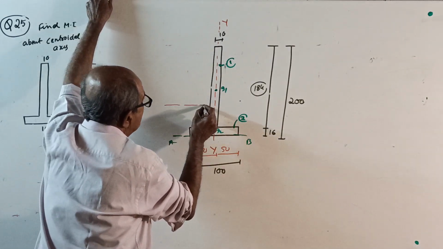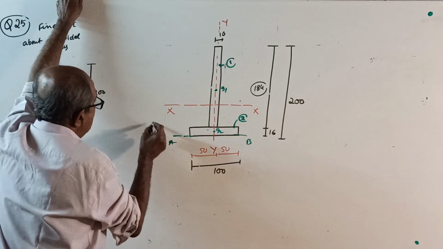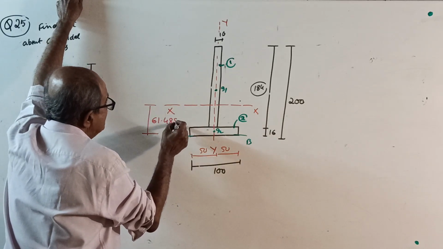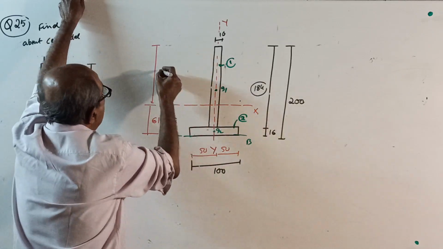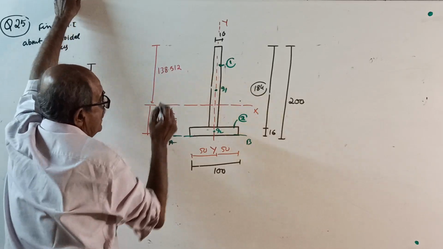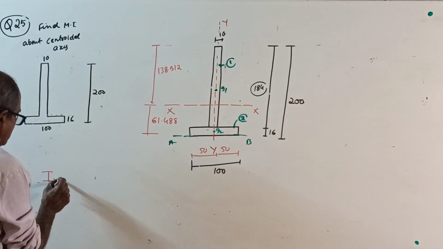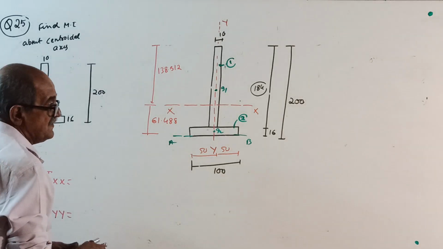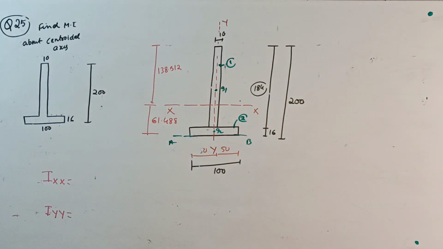61.488 means here. This is your XX axis. From here I got; you have to calculate it. I am not explaining why. Such a simple question. This will be 138.512. Okay, now start moment of inertia. I about XX, then I about YY. Write the usual statement, the parallel axis theorem, all of that yourself. I don't want to waste time now.